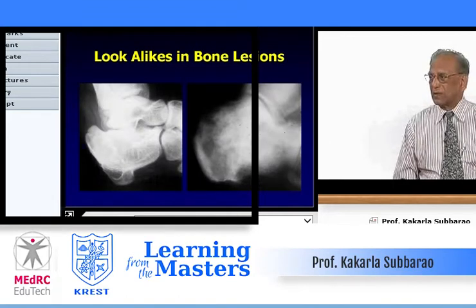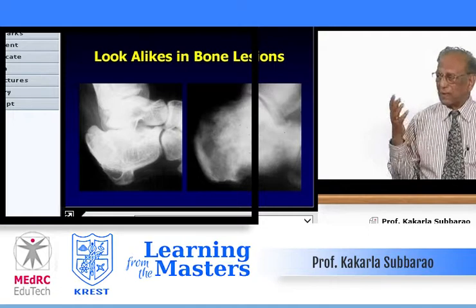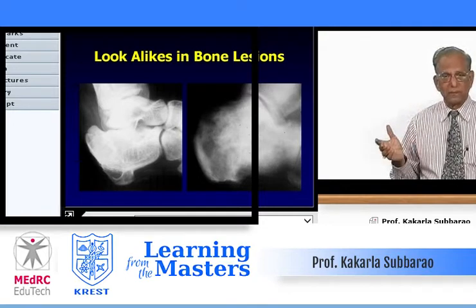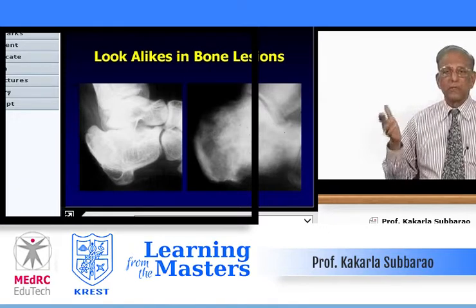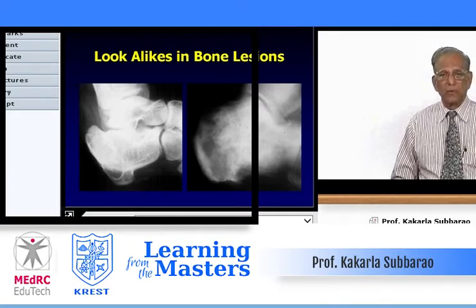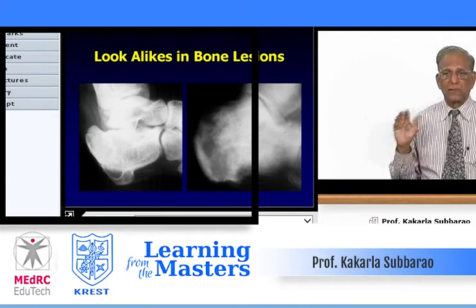One on your left side, please note, it looks like an exostosis. This is the result of a chronic trauma, treated, healed, and then it produces exuberant new bone, simulating an exostosis, but this is post-traumatic exostosis.